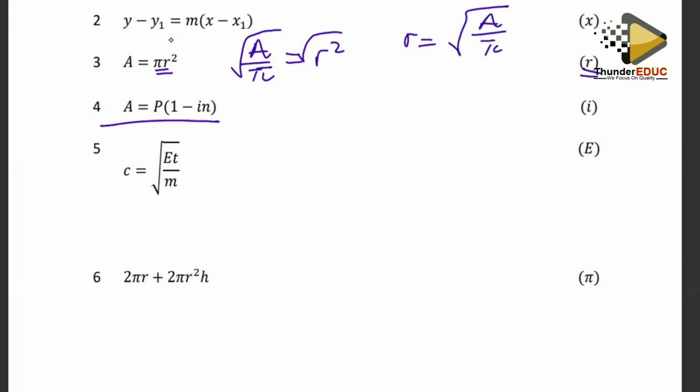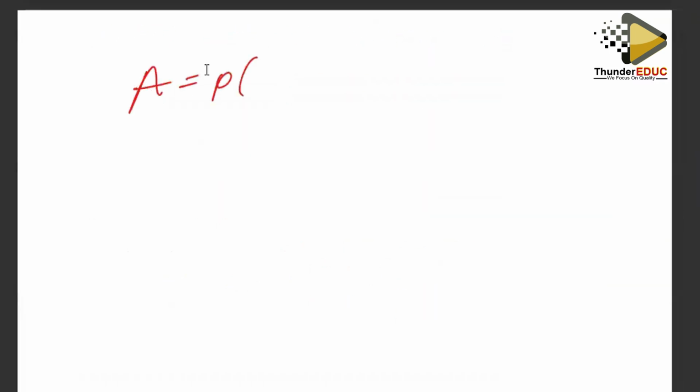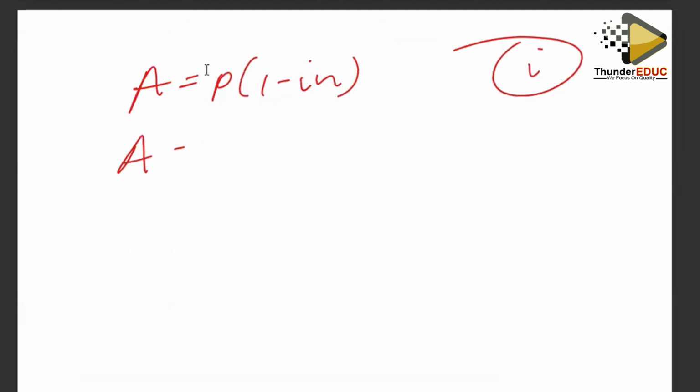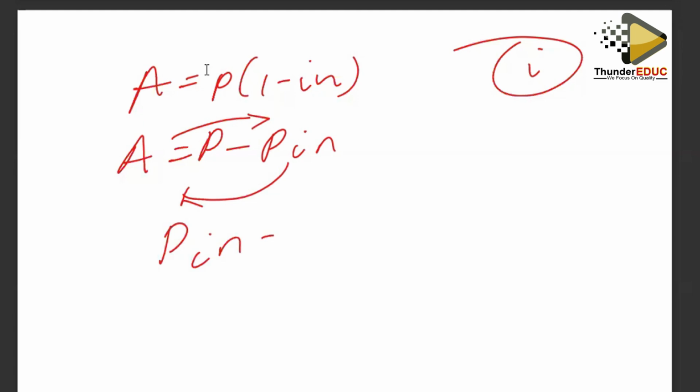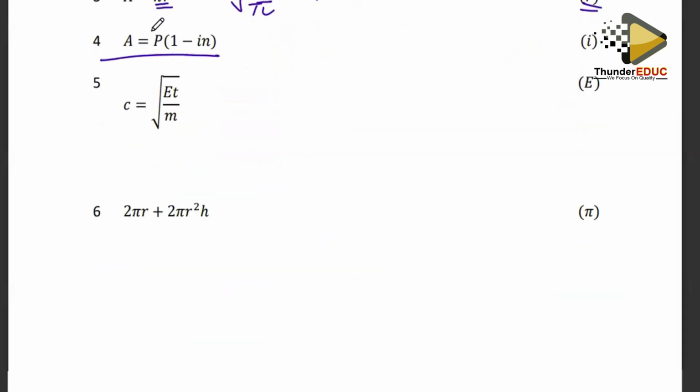And then number 4, A is equal to P into (1 minus in). We must make i the subject. Open this up, no problem. So that's a 1, which is a P, and then minus Pin. Let's switch this around. So Pin should be the same as P minus A. Divide both sides by Pn. So Pn cancels that, which means our i is going to be (P minus A) over Pn. And then that becomes our answer.